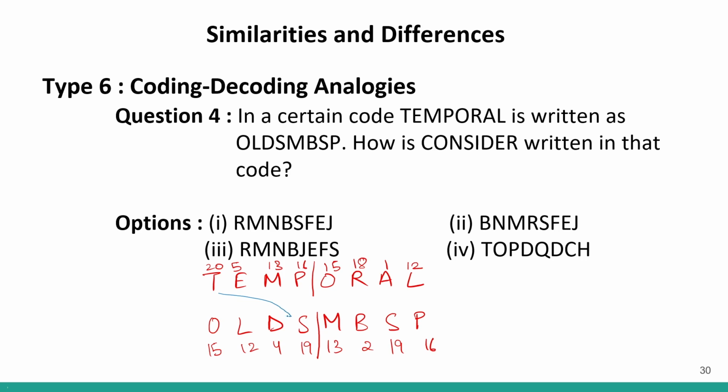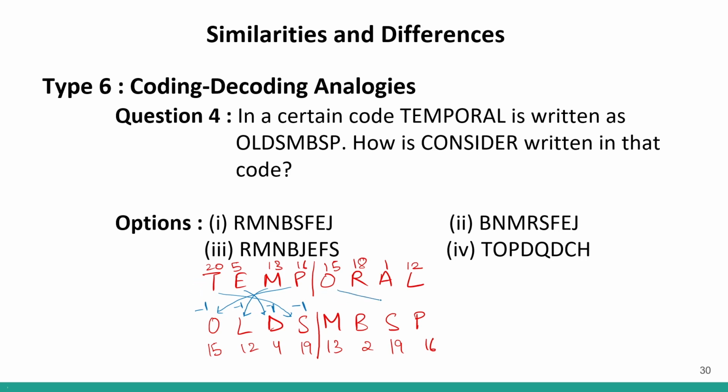see from T to S we are going -1. Similarly, from P to O we are going -1. Similarly, from E to D we are going -1 and from M to L we are also going -1. So we are following this crisscross pattern and we are going one alphabet below this one. So we are going one position backwards.